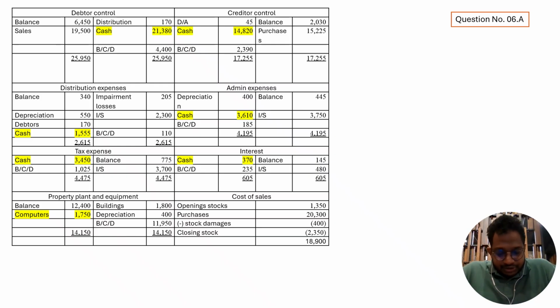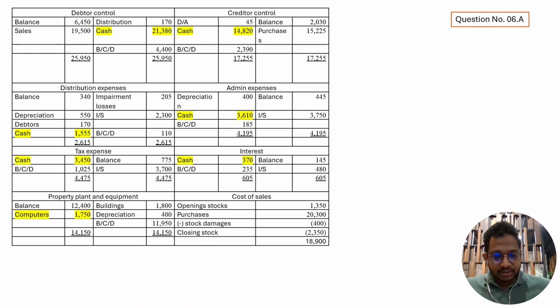The sixth question is from cash flow, and this is a bit hard actually. From this information, you have to prepare the operating cash flow based on direct and indirect method. And here, let's discuss the direct method first.